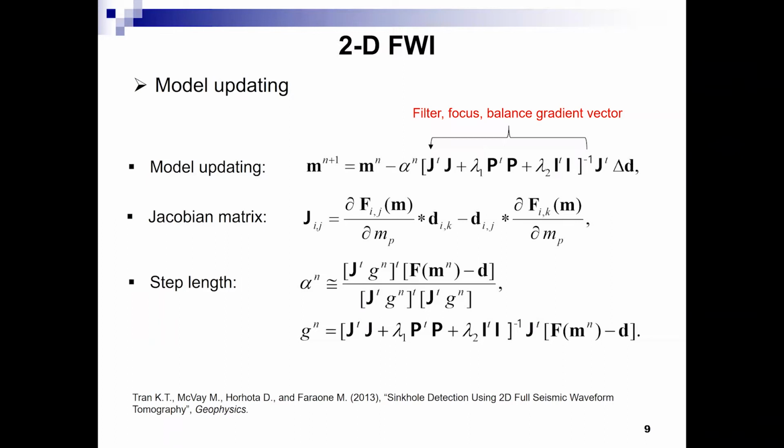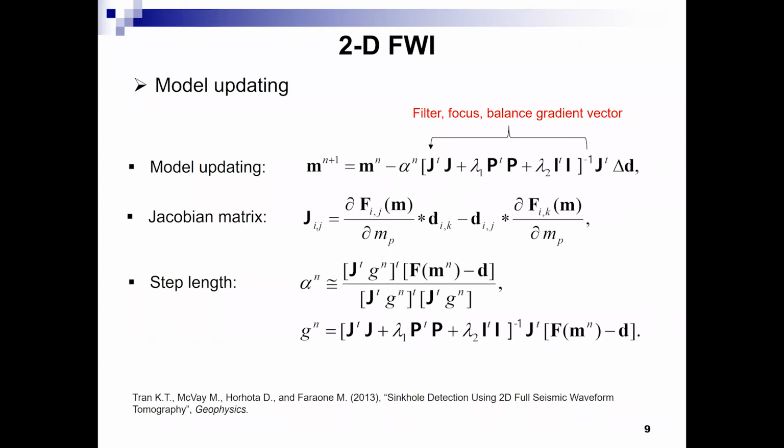So J times delta D here is the gradient. We can determine that from the Gauss adjoint method. Most of the full waveform inversion methods out there only use this term. They don't have this lengthy inverse matrix. This is the inverse Hessian matrix.